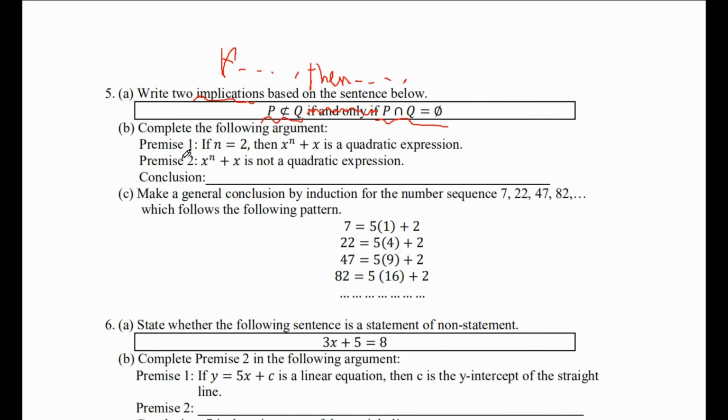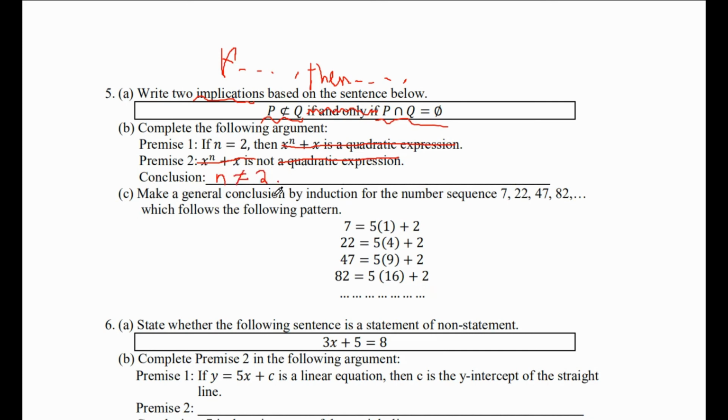Cross out these two similar parts first. So x power n plus x is a quadratic expression. Okay, so you form a conclusion using the rest. So it will be n is not equals to 2.